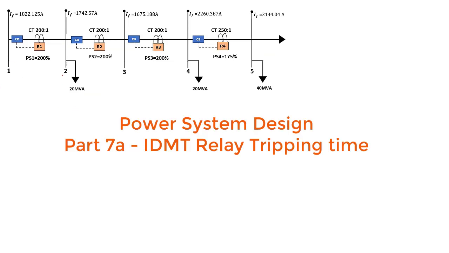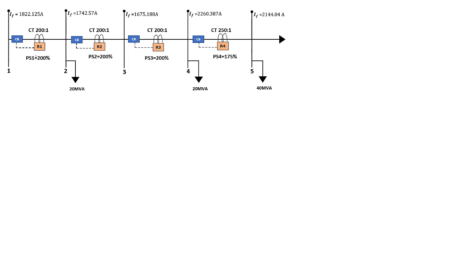Now this is tutorial number 7. In this tutorial, we're going to see how to calculate the timing of these relays. So we got 4 relays, 1, 2, 3, 4, that are protecting each one of these 5 bus bars.